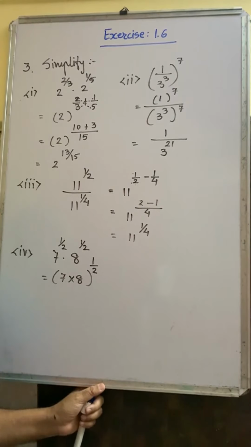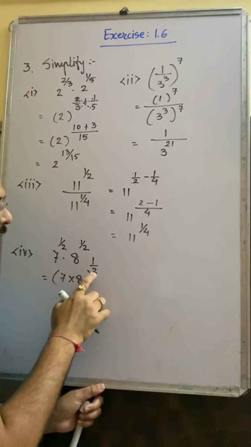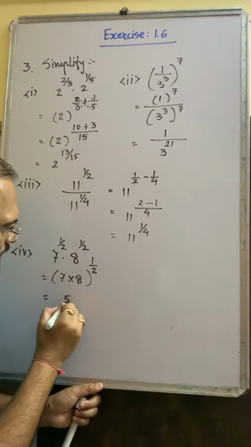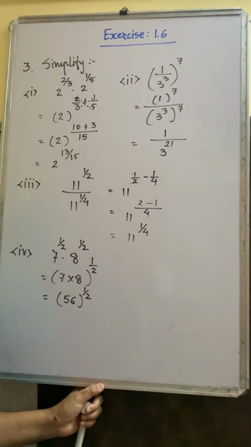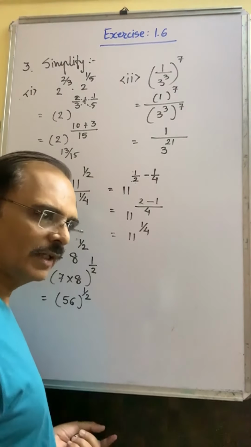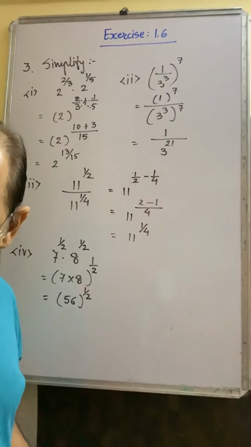7 into 8 the whole raised to 1 upon 2 means 7 raised to 1 upon 2 multiplied by 8 raised to 1 upon 2 also. So 7 8s are 56 raised to 1 upon 2. 56 is the square of which term? So 56 is the square of nothing. Right? So this is your answer. This is your exercise 1.6.